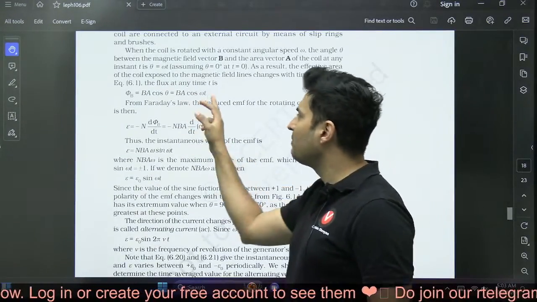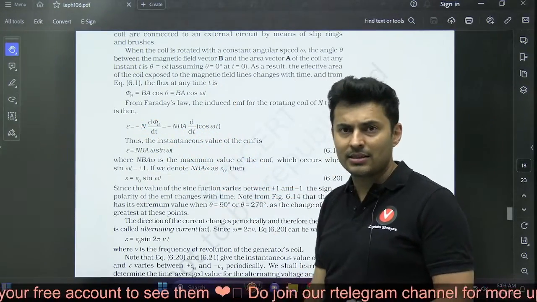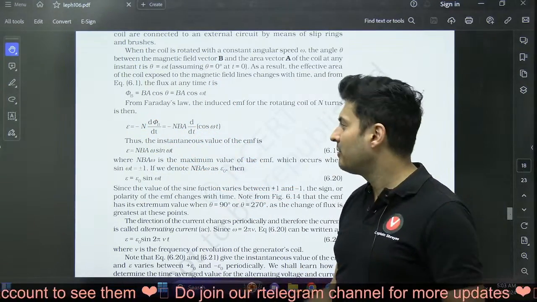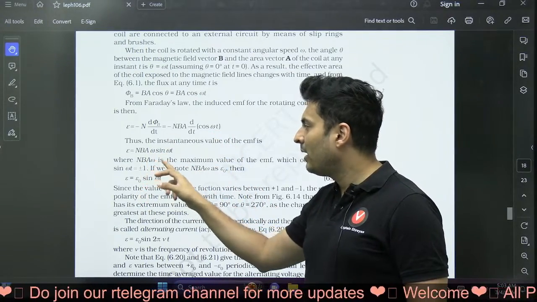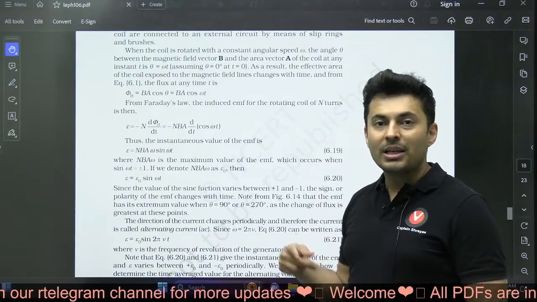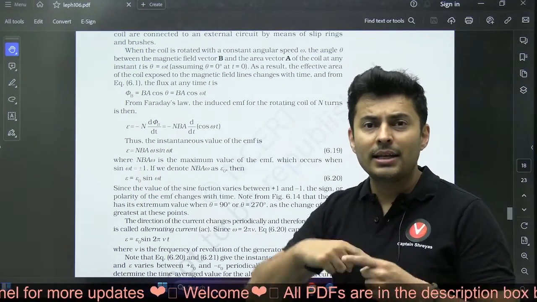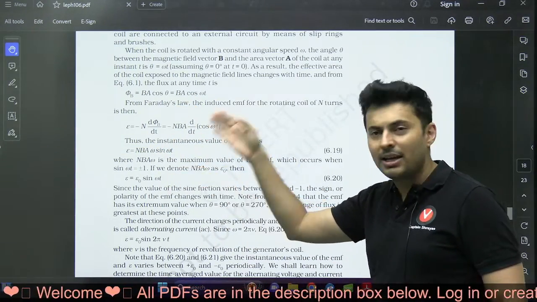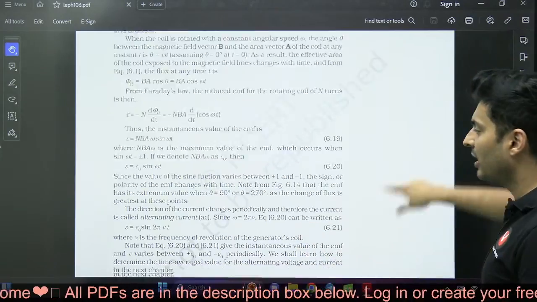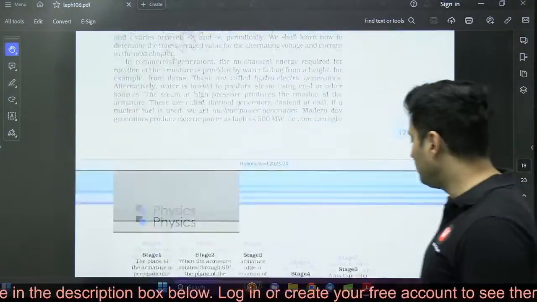If you take flux as BA cos omega t, differentiate it, because d phi by dt is the flux rate of change, which is EMF. You will get the EMF, which is BA omega n sin omega t. So EMF generated by this method by rotating a coil is alternating in nature. AC current or voltages are developed exactly like this. This is the working principle of an AC generator. Okay.